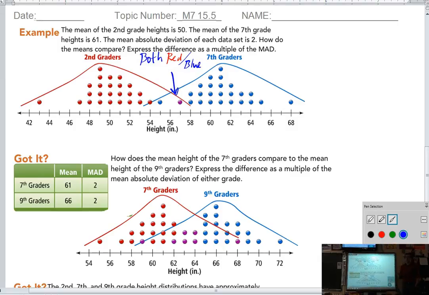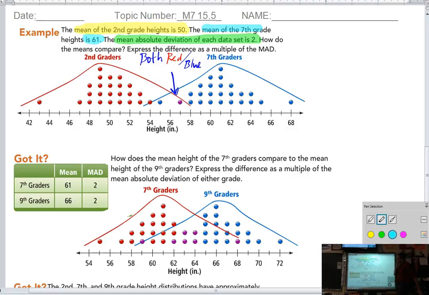So we've been told, highlight, underline, circle, star, the mean absolute deviation for each set is 2. If we wanted to calculate it, we could, because they tell us the mean for the second graders is 50, and the mean for the seventh graders is 61. So then we could look at each of their deviations, add them all up, divide by how many there are, and we get approximately 2 for both sets.